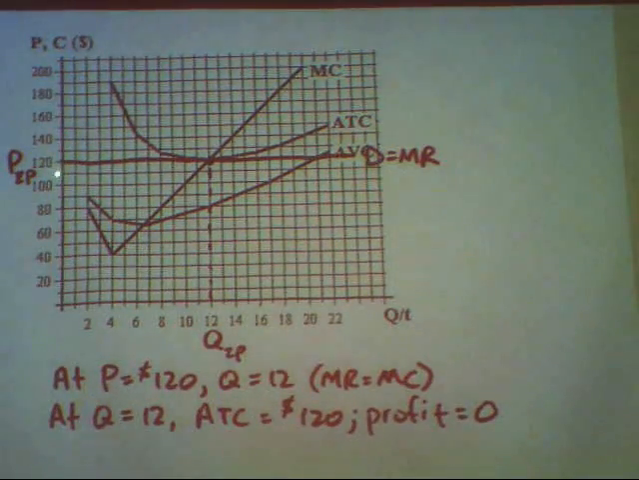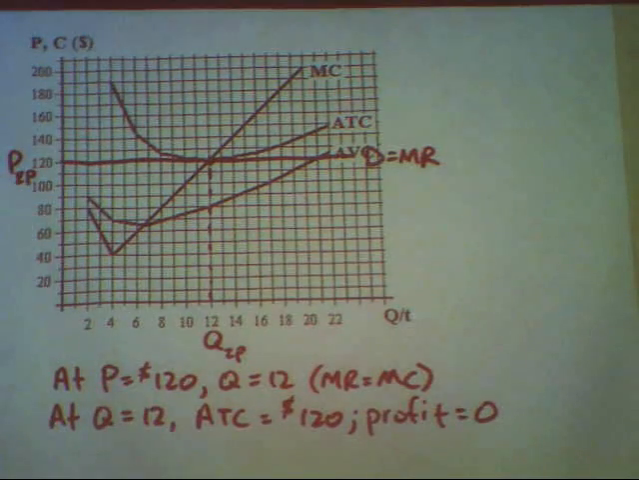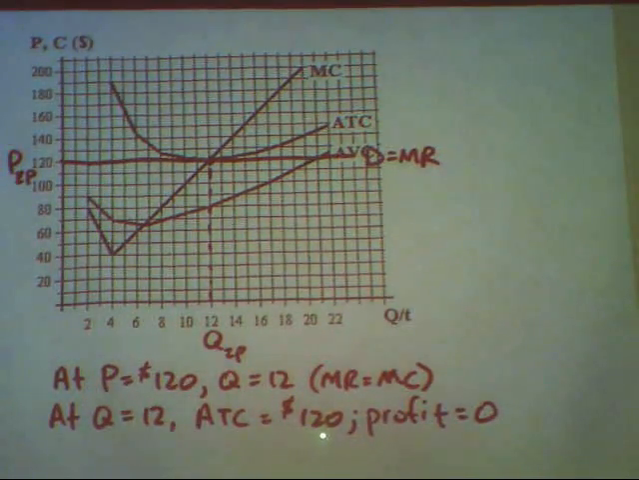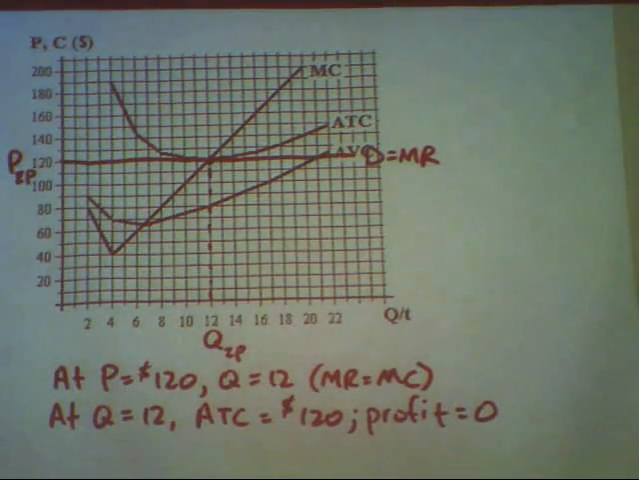If the price is 120, which is where the MC and the ATC curves cross, then the firm will maximize profits by producing where marginal revenue equals marginal cost, which would be at Q equals 12. Here's my MC, the red line is my MR, they cross at Q equals 12. At that quantity, the average total cost is also 120. If I go up to the ATC and over, it's 120. So since they're selling each unit for 120 and it costs 120 to produce, their economic profit is 0.